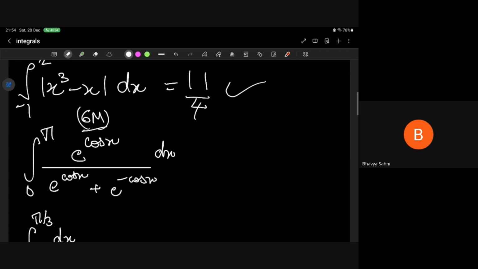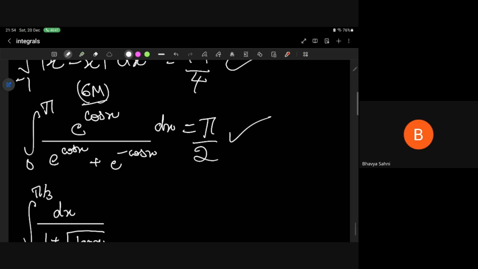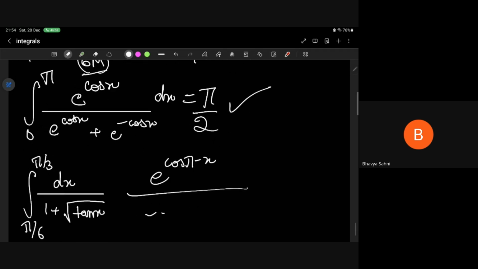That's correct. How did you do it? Instead of x, I put pi minus x. Okay, so you first use King's property. It will become e to the power cos pi minus x over e to the power cos pi minus x. Cos pi is nothing but -1, right? Minus 1 plus e to the power minus of -1 minus x. So e to the power 1 plus x.